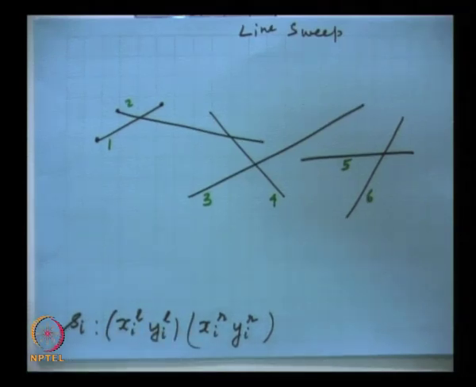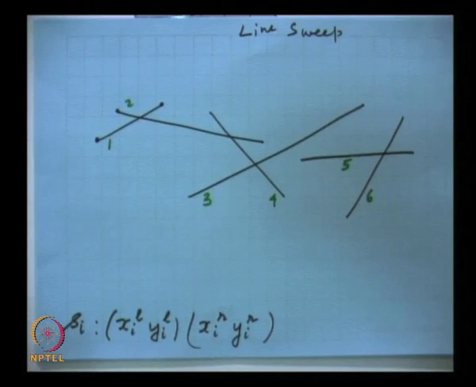Okay. So, some segment will have the lowest left. Again, let us assume that we do not have vertical line segments. Even if we did, we will rotate the coordinate axis and make sure nothing is vertical. All right. So, then we will start from the lowest x coordinate. In this case, line segment 1 has the lowest x coordinate.